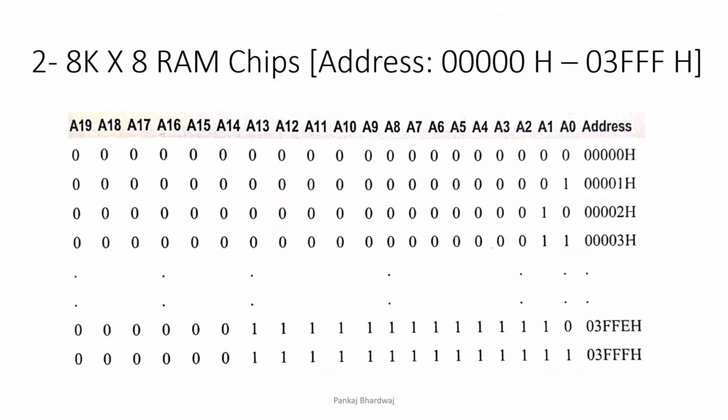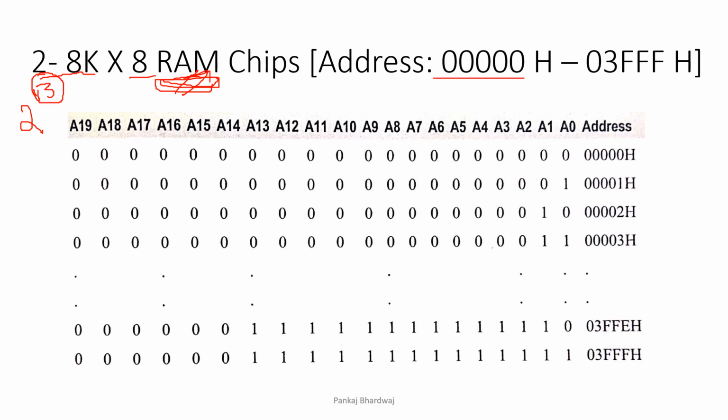Let's take another example in which we have RAM chips, that means random access memory. It can be read and it can be written, both operations can be performed in RAM. So the same 8K into 8 chips, 8K, that means 2 power 13, that means 13 address lines are required to address the 8K chips, and we have two different chips.